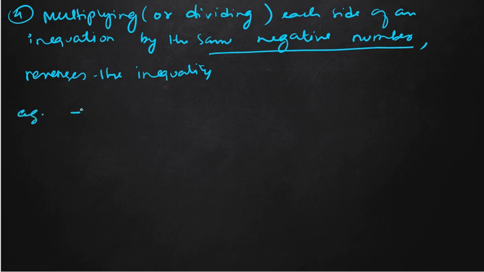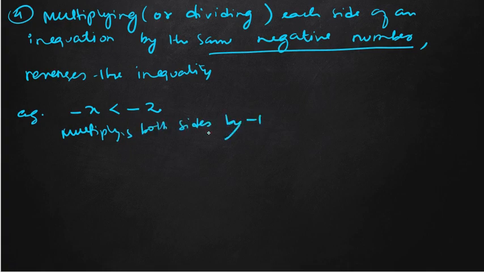Okay, so let us give one example. Suppose minus x is less than minus 2. If we multiply both sides by minus 1, then minus 1 into minus x, this will be x, but the sign will now change. So the sign changes only when we multiply or divide by the same negative number on both sides. Okay, and minus 2 into minus 1, this will be 2, like this.